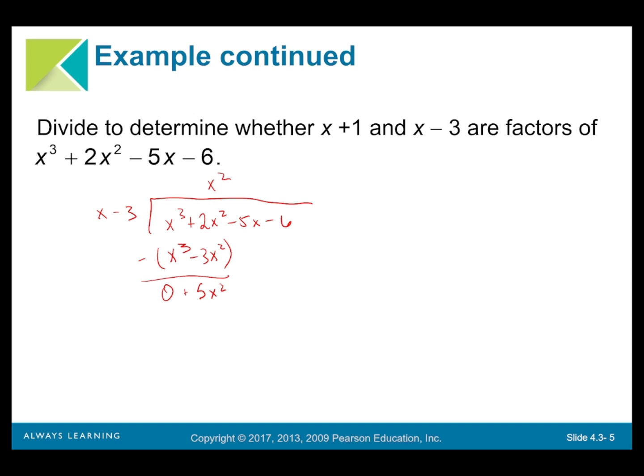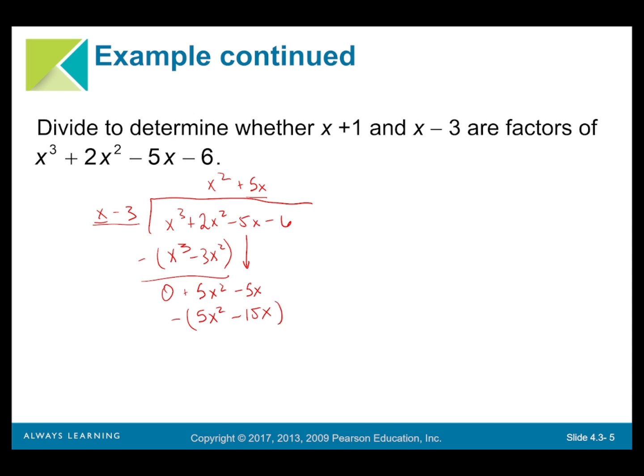So now I ask myself, what times x gives me 5x squared? And before I write that down, we're going to go ahead and drop the minus 5x. Now, what times x gives me 5x squared? And that is a plus 5x, right? I'm comparing my first terms again, and I look, 5x times x gives me a 5x squared, and 5x times minus 3 is a minus 15x. Basically, again, carrying out the multiplication between this term and this entire term.